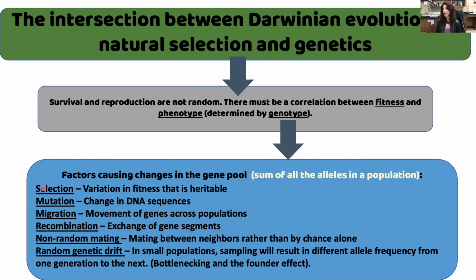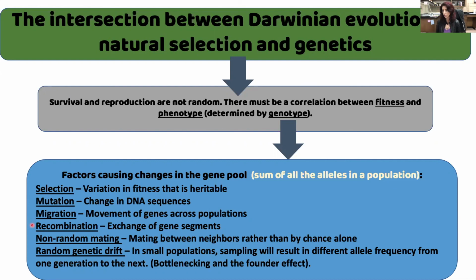And here I am defining gene pool as the sum of all of the alleles in a population. So here are several of the factors that change the gene pool composition in a population. Number one, we have selection, which is variation in fitness that is heritable, passed from parent to offspring. Next, we have mutation. So this is changes in DNA sequences. Maybe you have the emergence of a new characteristic or trait in your population. Number three is migration, the movement of genes across and between different populations.